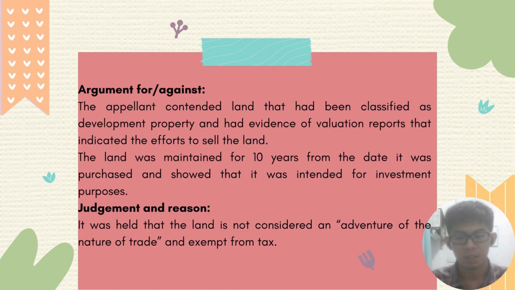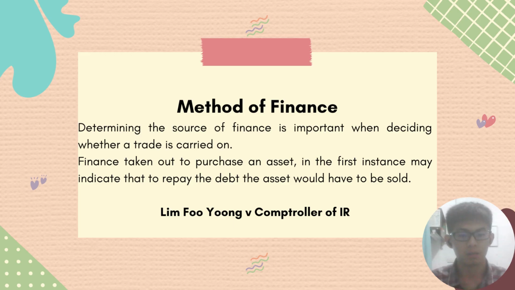Judgment and return. Therefore, it was held that the land is not considered an adventure of the nature of trade and is exempt from tax. The third measure of trade is method of finance. Determining the source of finance is important when deciding whether a trade is carried on. Finance taken out to purchase an asset in the first instance may indicate that, to repay the debt, the asset will have to be sold.